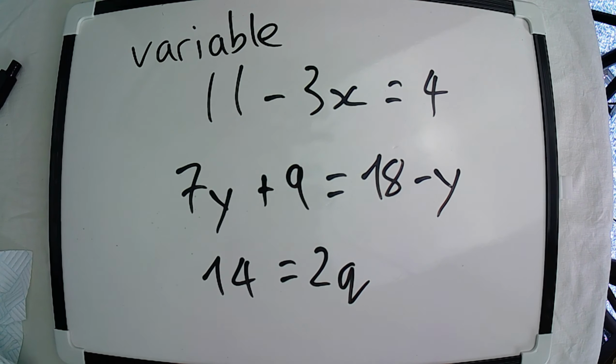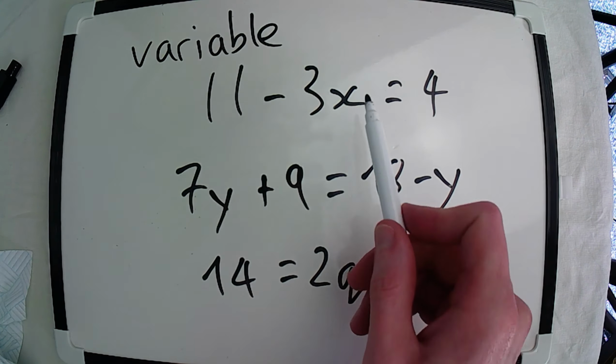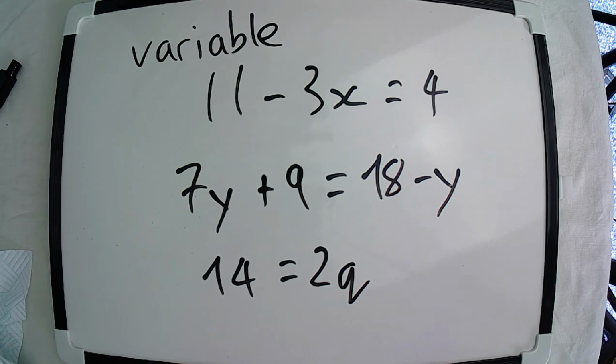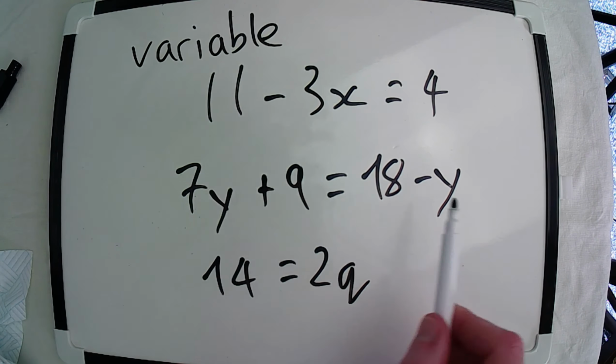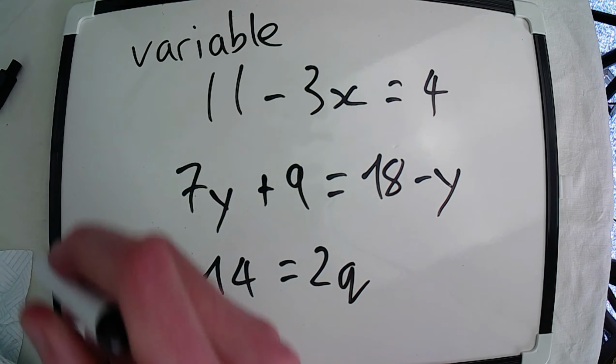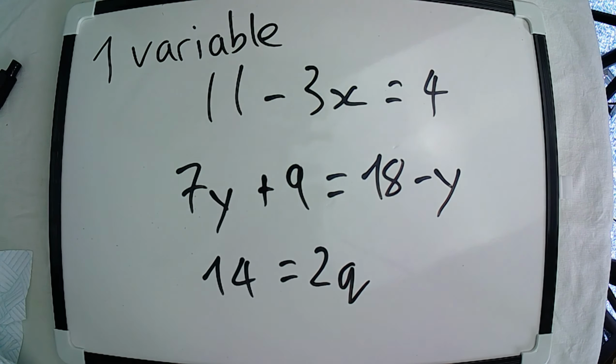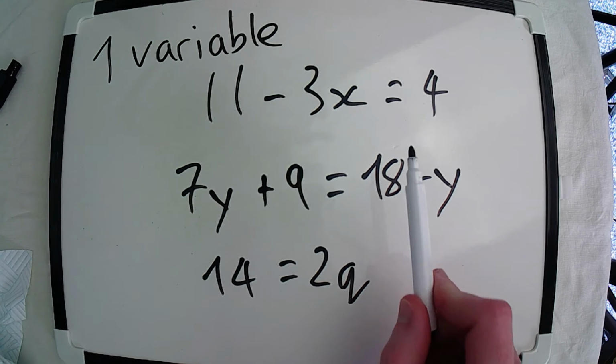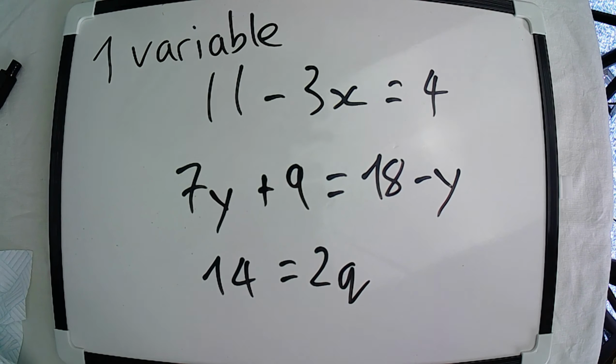In a linear equation, the variable is the letter. So we have x, only one letter, in the first linear equation, y in the second, and q in the third. Now you can have linear equations with more than one variable, but today, in this video, we're looking at linear equations with one variable. A linear equation also has an equal sign, extremely important.